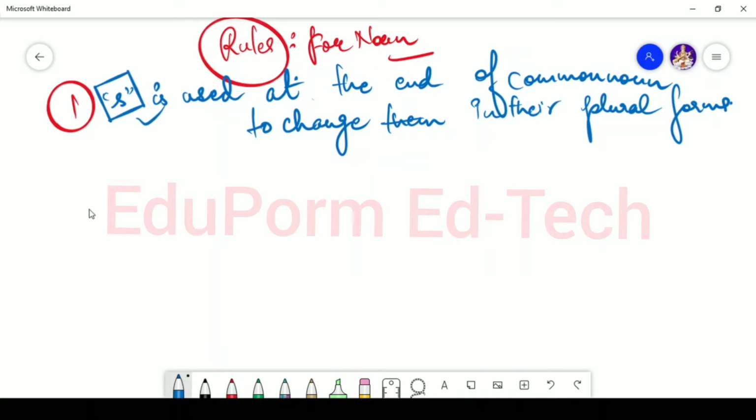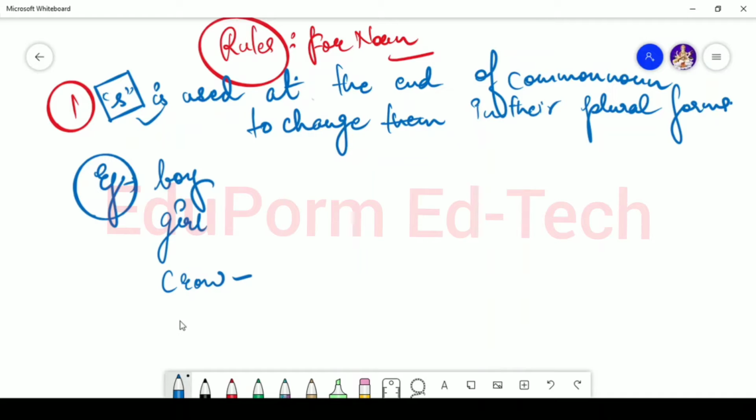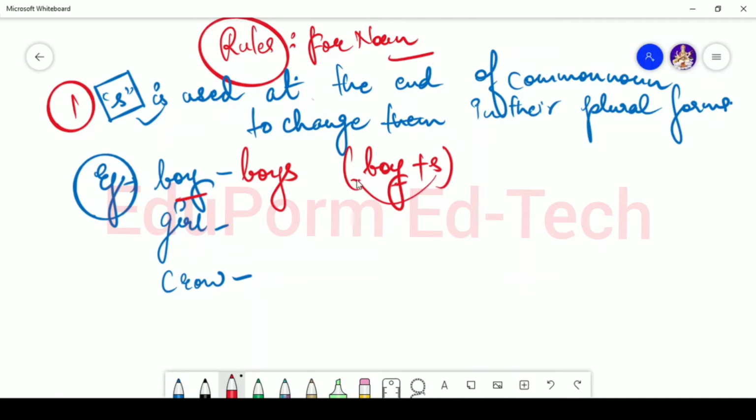Okay? So let's say for example, if I'm talking about boy, this is a common noun. Girl is a common noun. Crow is a common noun. Okay? So what we do is we just add S at the end of these common nouns. Boy, and at the end of the common noun will be S, and then it becomes boys. Then comes girls. Then crows. Okay? So this is the first rule.